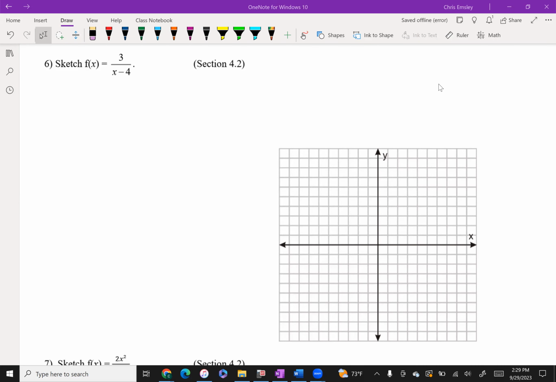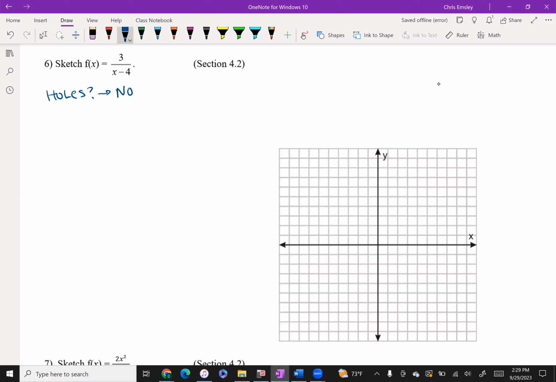Okay, next up we are going to sketch the graph of one of our rational functions. I like to go through 3 steps, ask myself 3 questions when I'm graphing one of these. First up, does this rational function have any holes? Holes happen when you have a factor common to the top and the bottom. This doesn't have any factors, nothing can be reduced, so there are no holes.